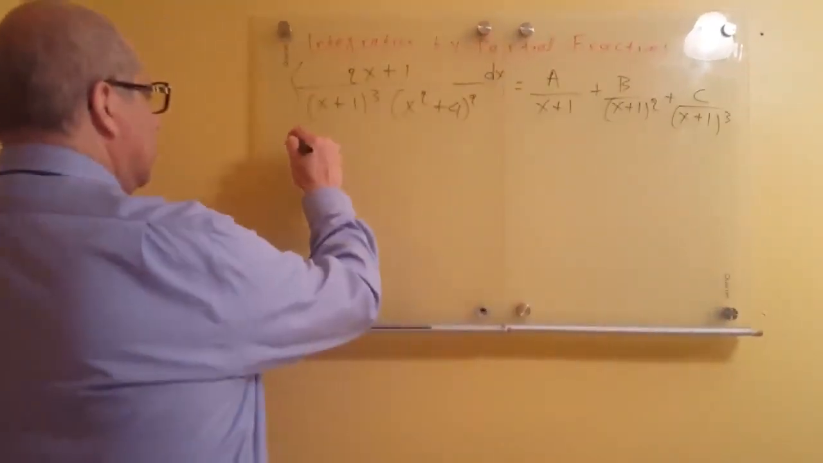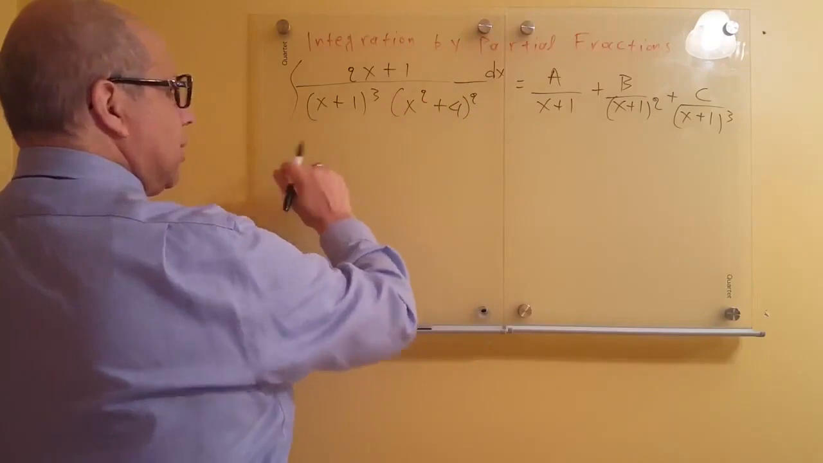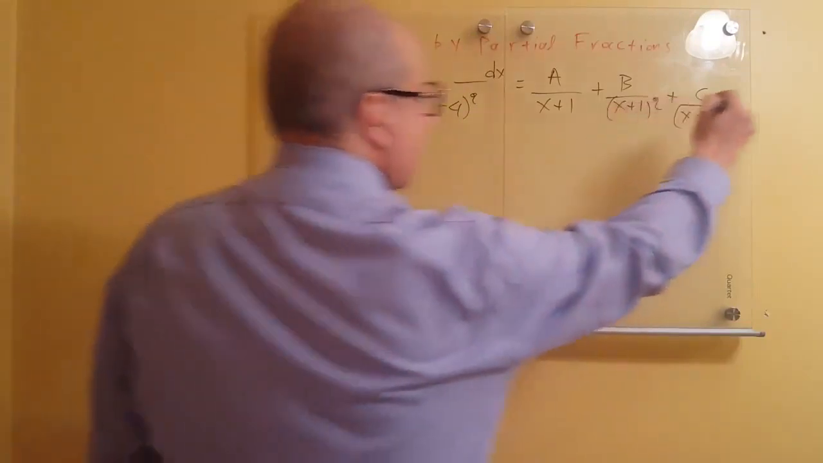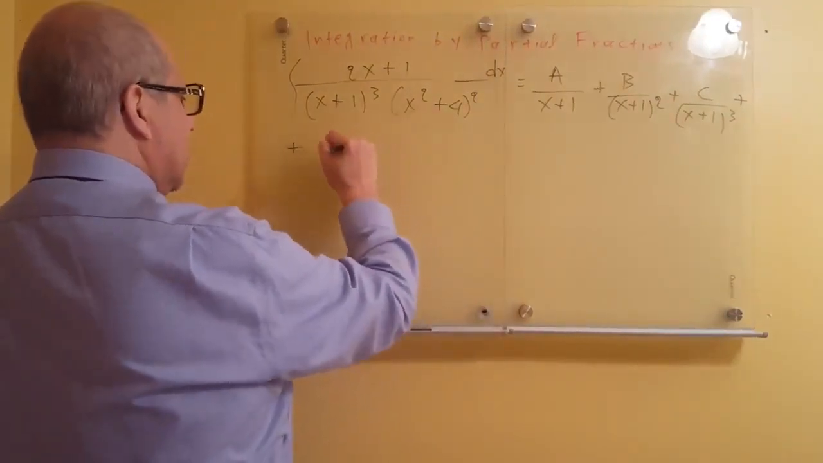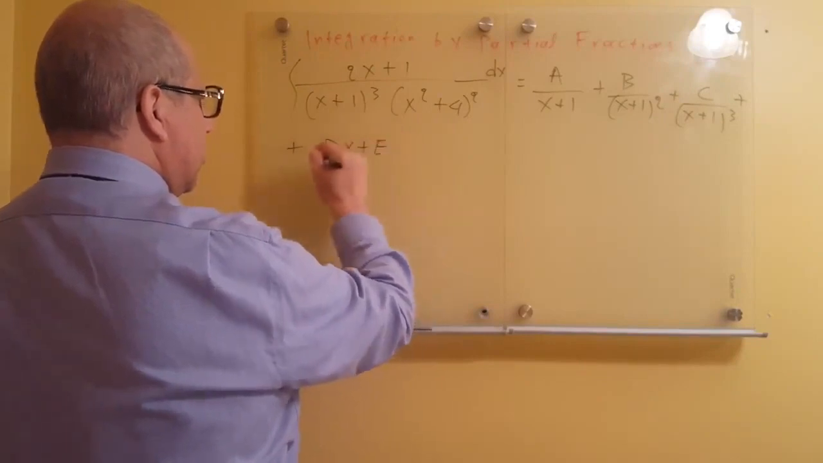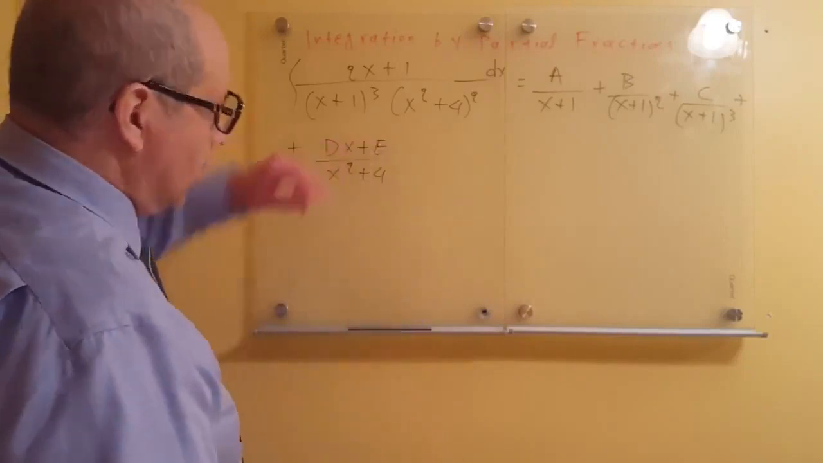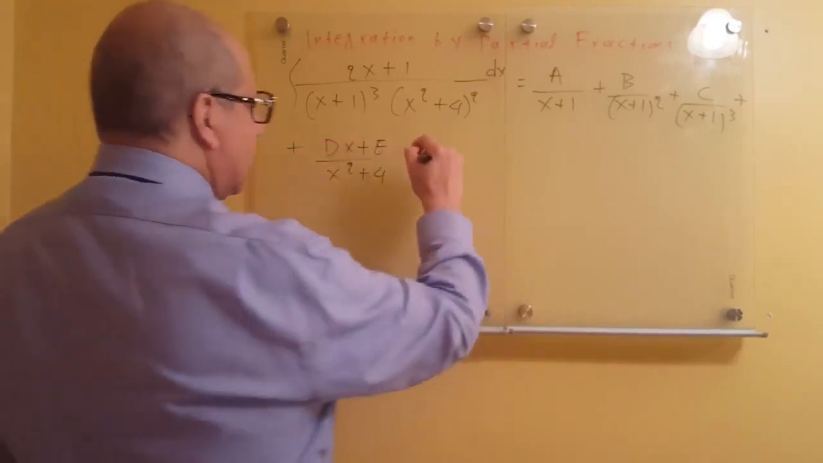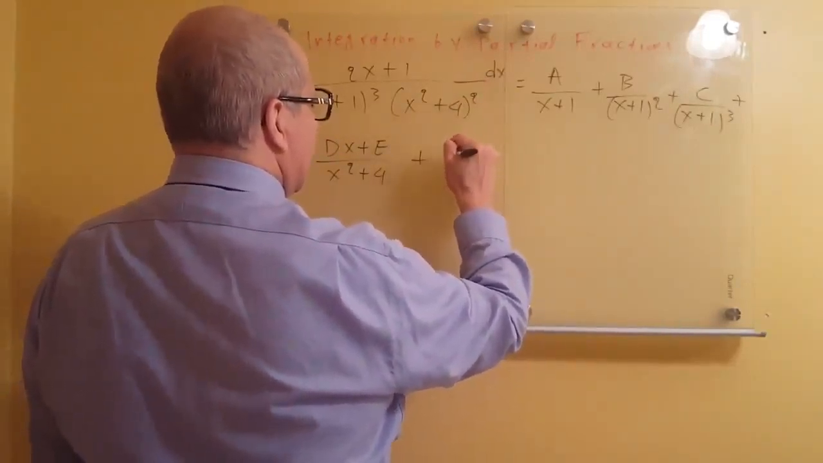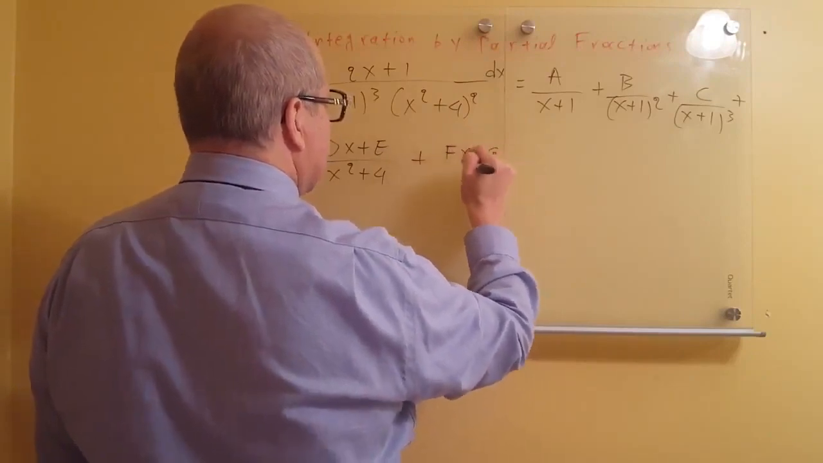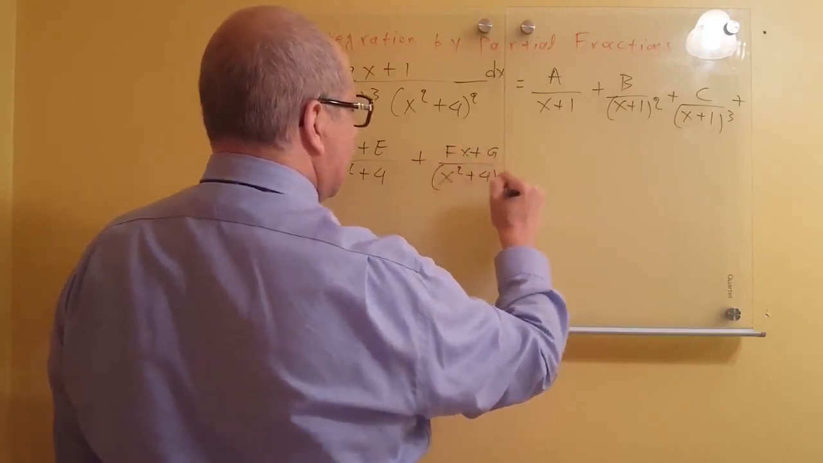And now the same thing for the quadratic factor. So this will be Dx plus E over x squared plus 4, because now it's quadratic, so the numerator has to be linear. And we have to take it one more time because it's in the second power, so this will be Fx plus G over x squared plus 4 squared.